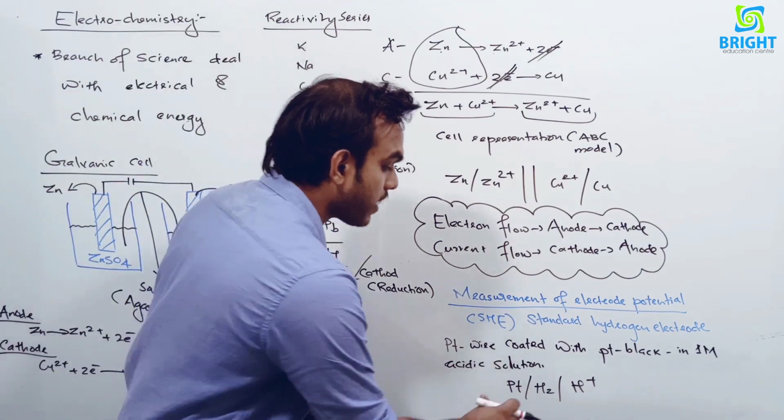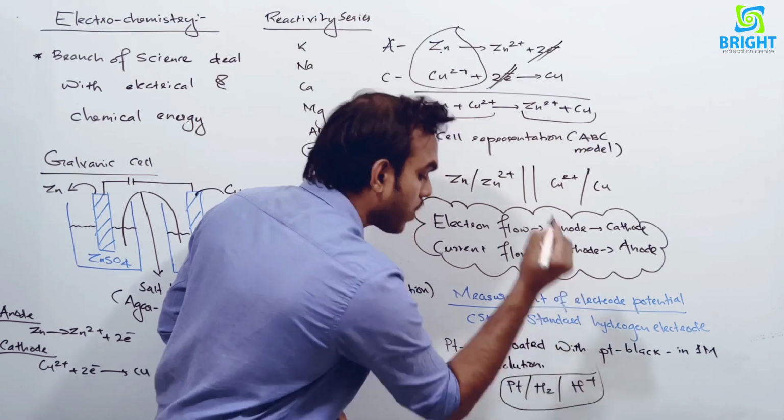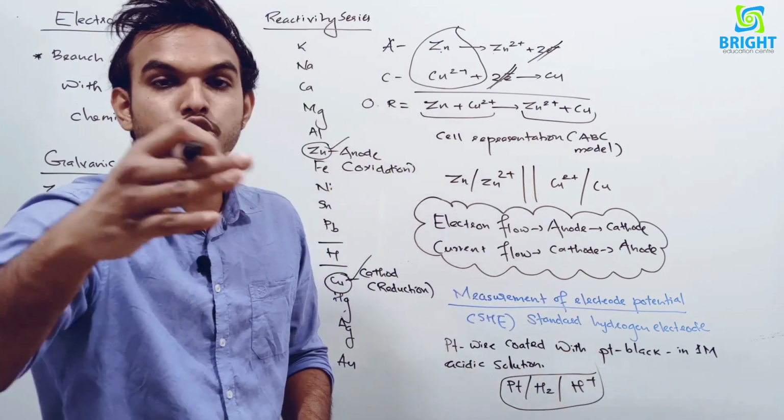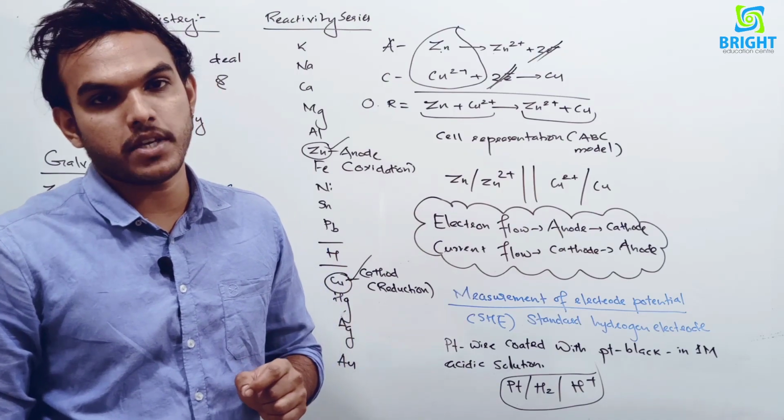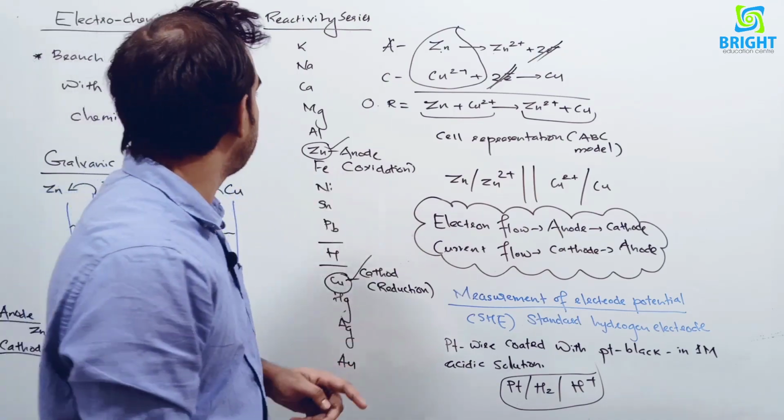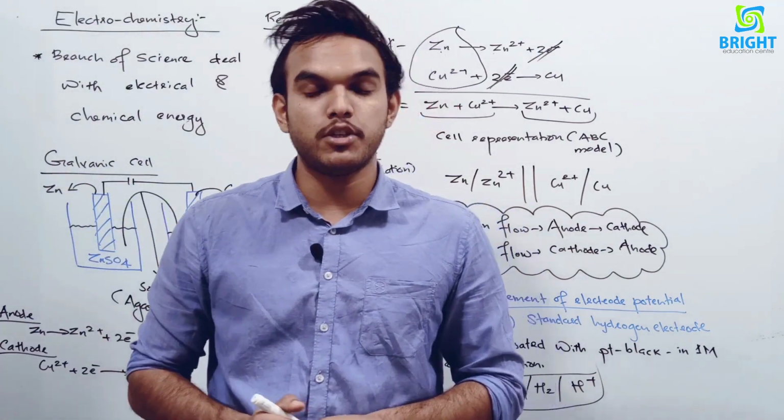In this standard hydrogen electrode, the cell representation you can write is platinum bar H2 bar H plus, platinum bar H2 bar H plus. This is the cell representation. Now it's clear. Now we deal with the chapter, that is electrochemistry.